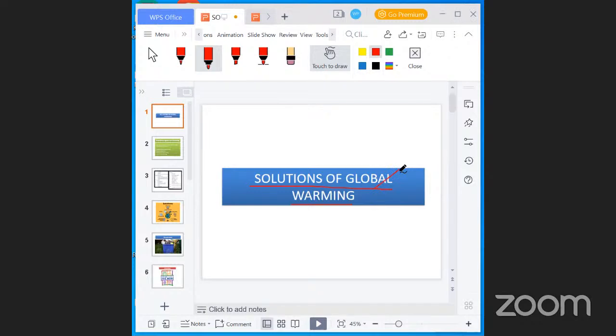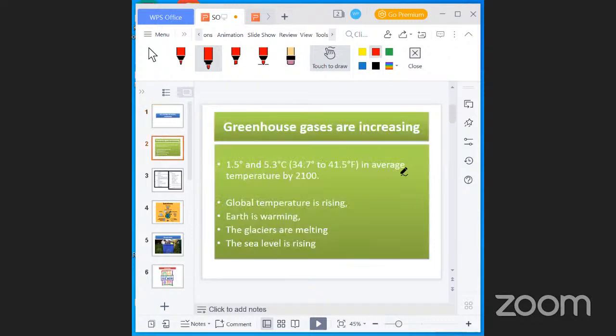So global warming refers to the increase in the average temperature of the Earth's surface during the last century. Global warming is a gradual process that is heating and raising temperatures in the Earth's surface and atmosphere, including oceans and also ice caps, right?